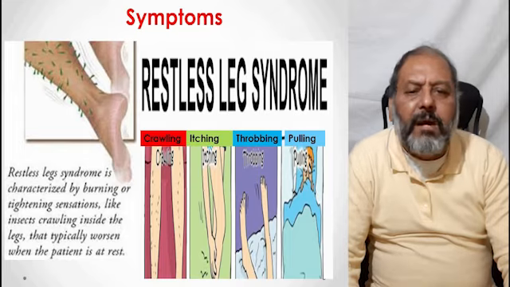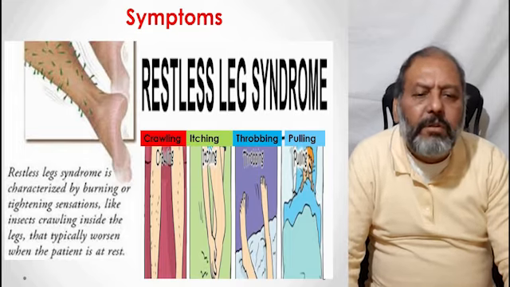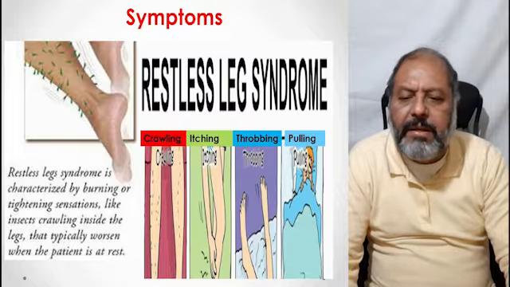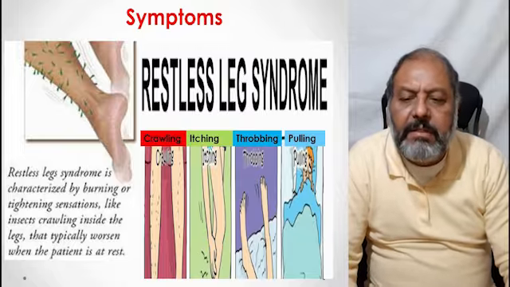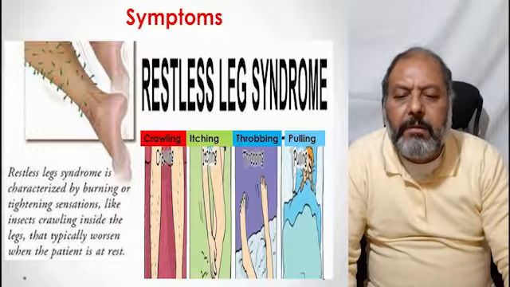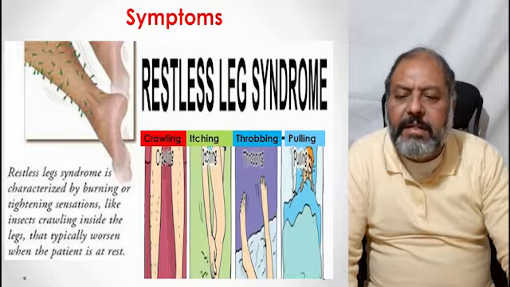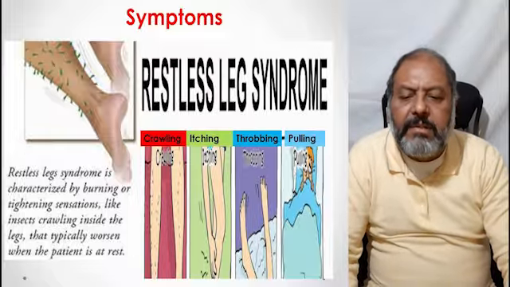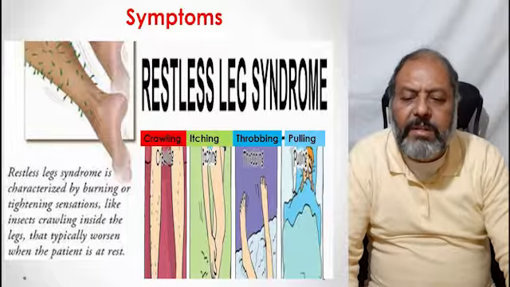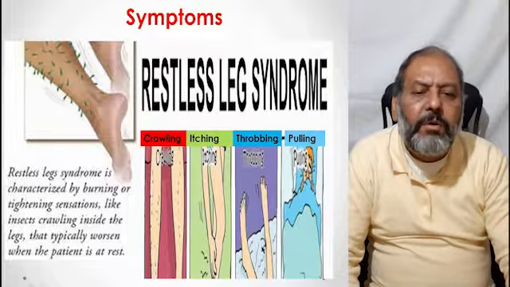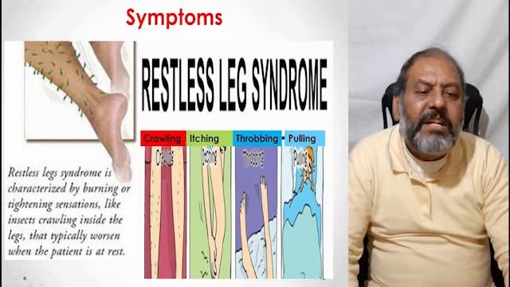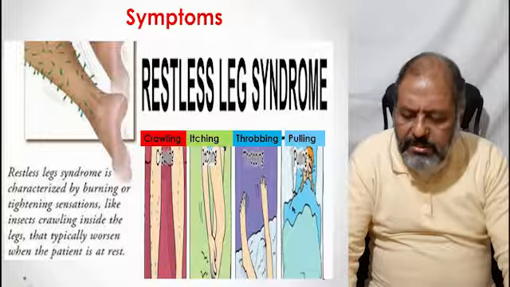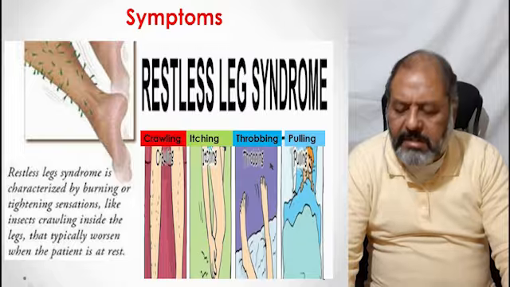Now, restless leg syndrome is characterized by burning or tightening sensations, like insects crawling inside the leg, that typically worsen when the patient is at rest. So there is crawling movement, itching, throbbing, and pulling in the legs, which are the main symptoms of restless leg syndrome.